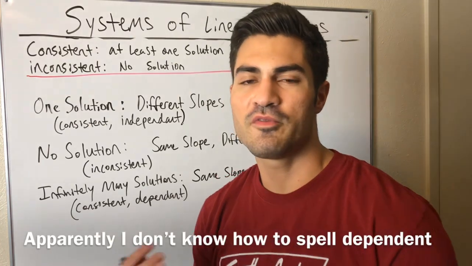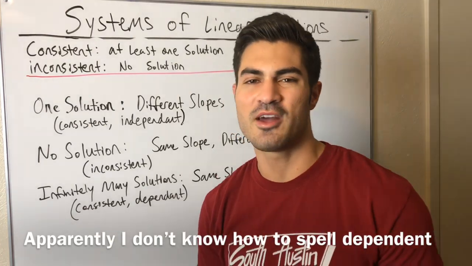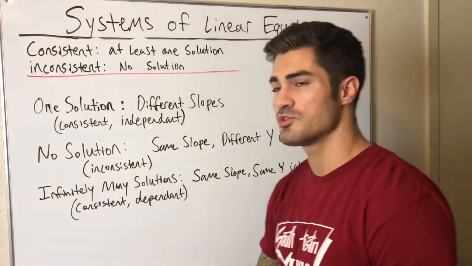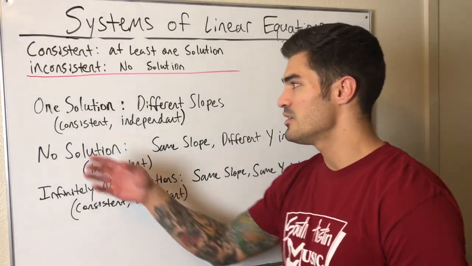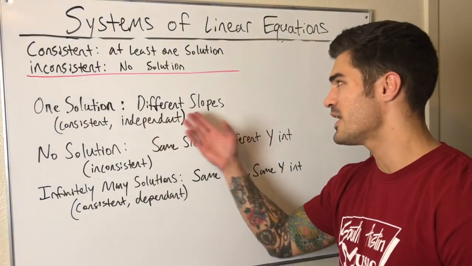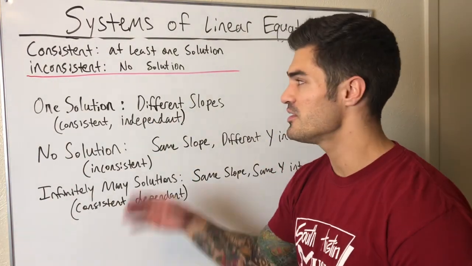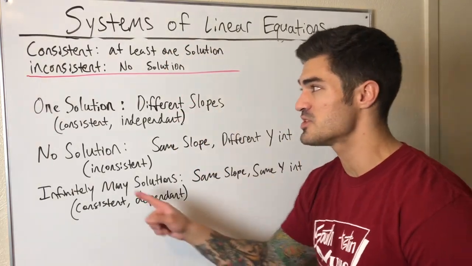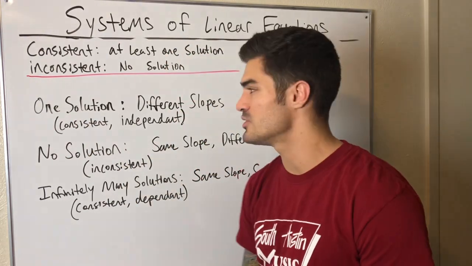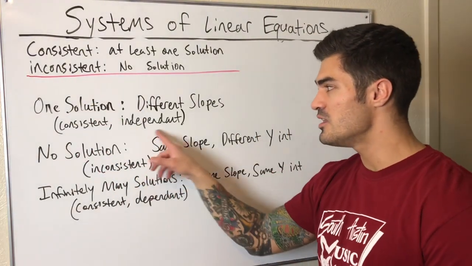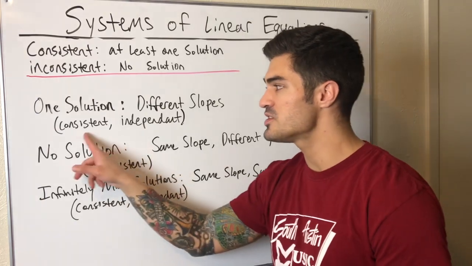Okay, let's finish up by reviewing some vocabulary and noticing some patterns that we saw through the problems that we worked. So let's start with one solution, the first example we did. The lines, when we got them into y equals mx plus b form, we noticed that we had different slopes. Okay, and this is always true for systems of linear equations. If they have different slopes, that means there will be one solution, okay? Another way of saying one solution is we say independent. And we call this consistent.